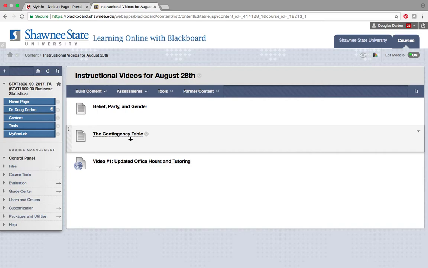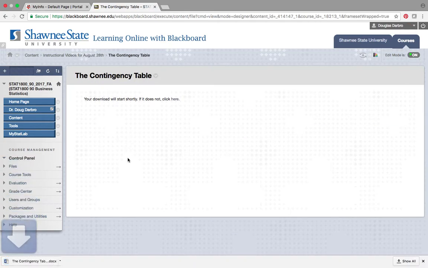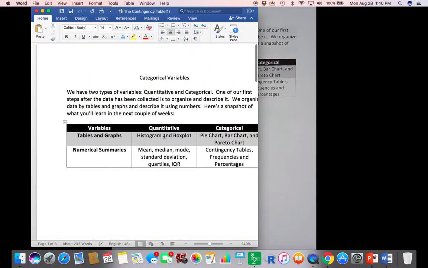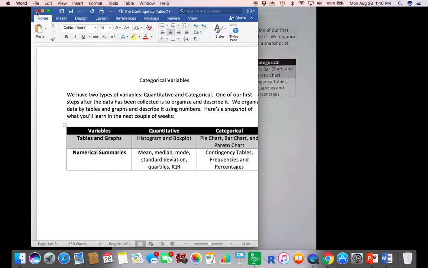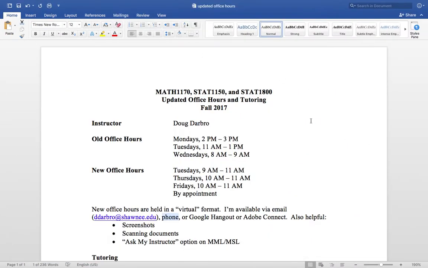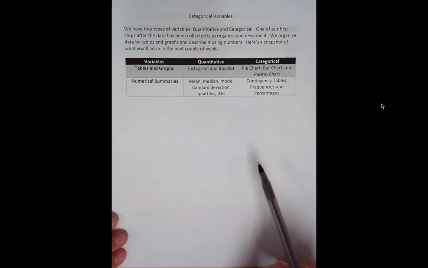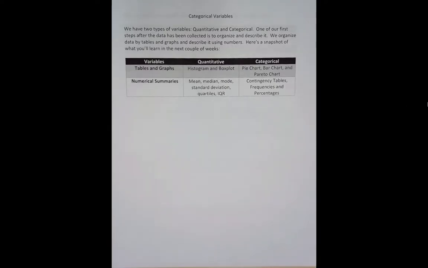What I want you to do first, regardless of when you're taking it, is come to the handout called the Contingency table, click it, and it'll download. If you open it up, which I will do, you can see that we have a handout here. I've already got the handout right here where I can actually write on it. You're going to get sick of seeing my hand, but it's just the way things work.